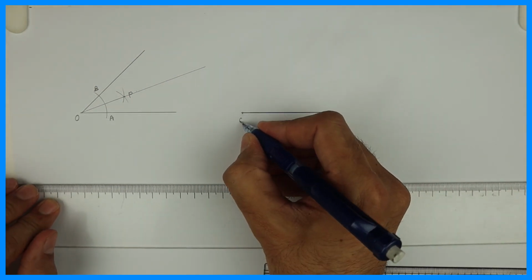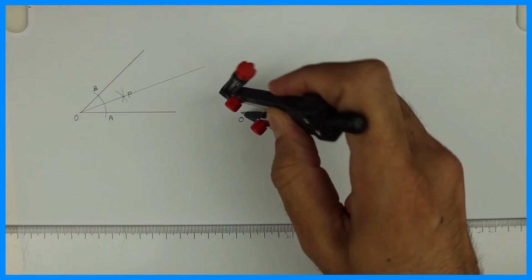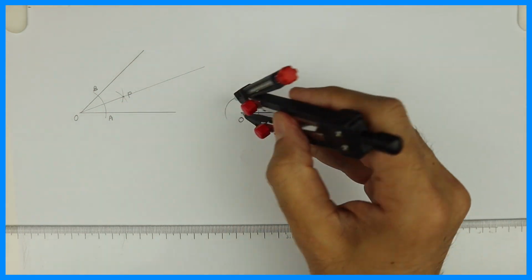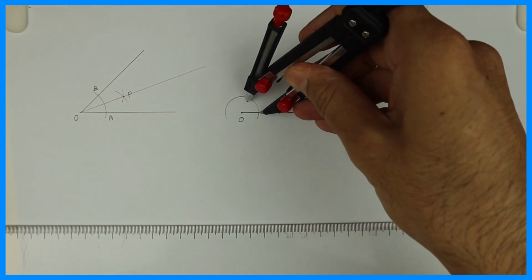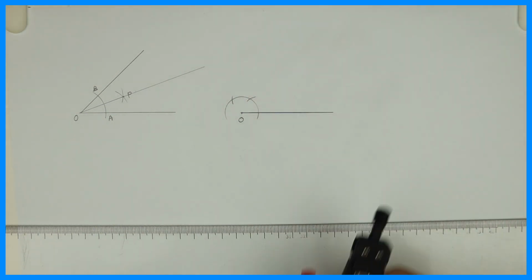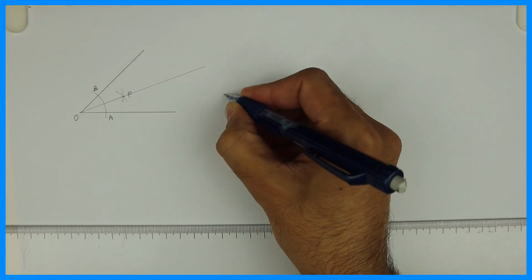Now how to draw perpendicular from a point O? So for that, from point O you draw any arc. See, like this, maintain the same radius. Then from here you draw arc like this. Again you draw arc like this. You can name this as 1, 2, 3.